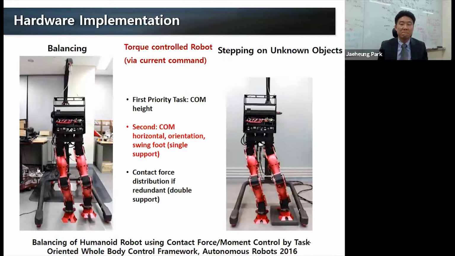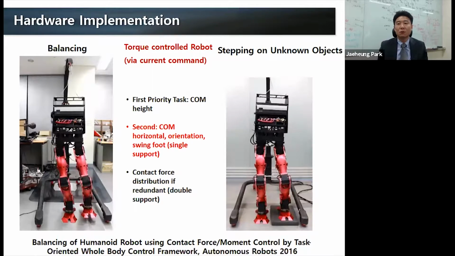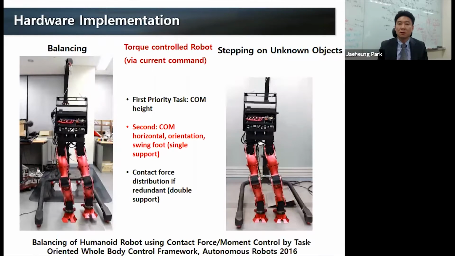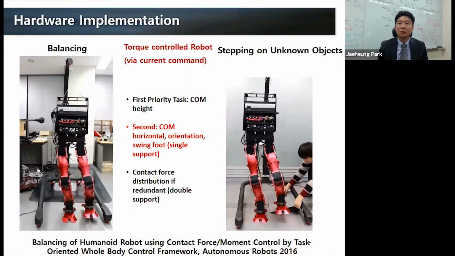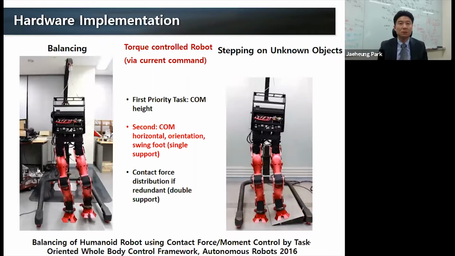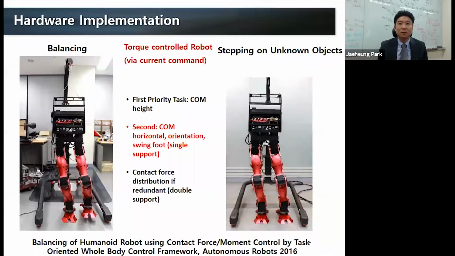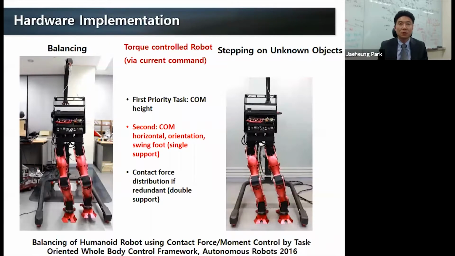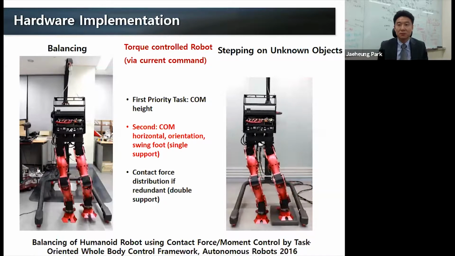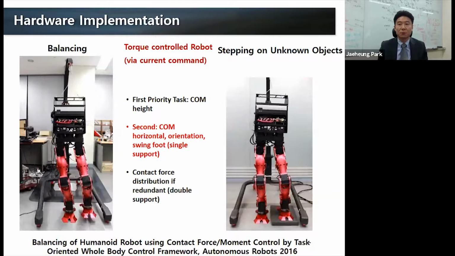CMP condition. On the right, you can see that the robot is stepping on an unknown object, and it can compliantly step on this object and control the COM motion while balancing. So this shows quite well the main characteristics of using a torque control robot. In our case, we are using a current command instead of joint torque sensor feedback, because we do not have them.